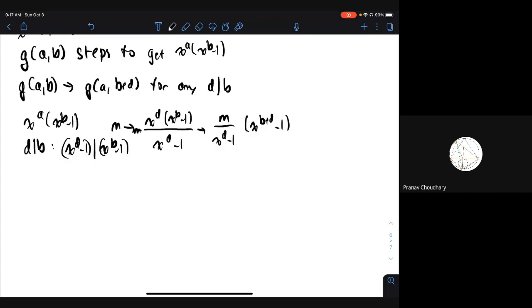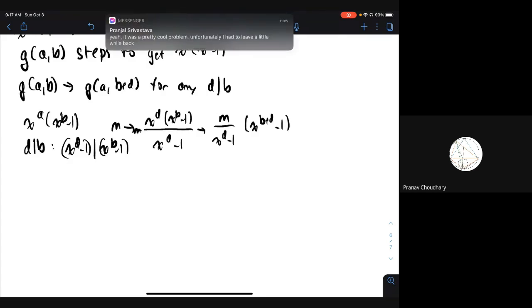And this is just by identity. So what we're doing is we just rearrange. So we have some m for which x to the a times x to the b minus 1 is a divisor. Then you multiply by x to the d times x to the b minus 1 over x to the d minus 1. Since d divides b, and x to the b minus 1 divides m as well, by rearrangement we can get this.